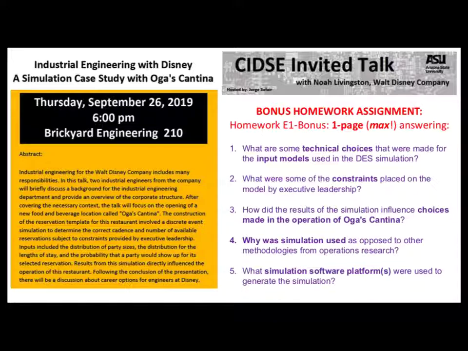Those are the things I'm looking for if you go to the talk. Look out for them, and then write up something less than a page that answers these things, and I'll grade those and give you up to 5 points that go into the homework category. Each homework is worth 30 points, and the entire category is worth 10 or 15% of your score, so that will just get added on top of your homework. If you don't do it, that's fine too. It's optional. It's out of 0. Any questions about that? Again, it's today at 6 p.m. in Brickyard 210.